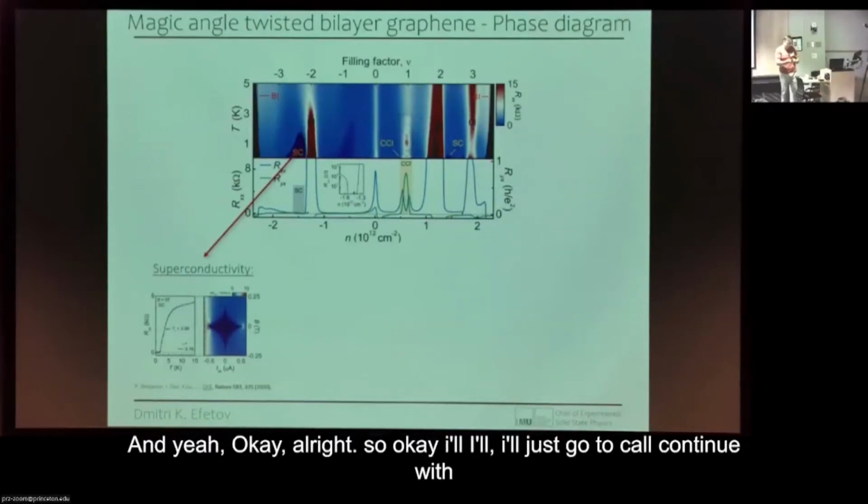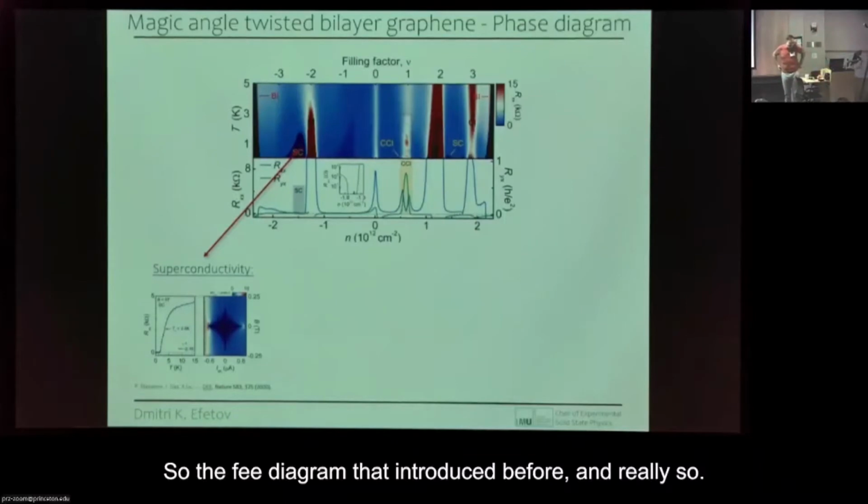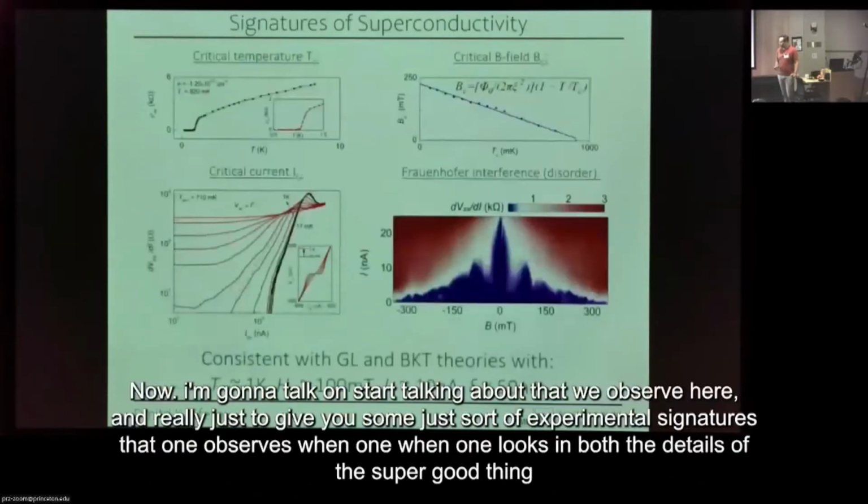Okay, all right. So I'm just going to continue with the phase diagram that I introduced before, and now I'm going to start talking about the superconducting state that we observe here, and really just give you some experimental signatures that one observes when one looks in closer detail at the superconducting states here.